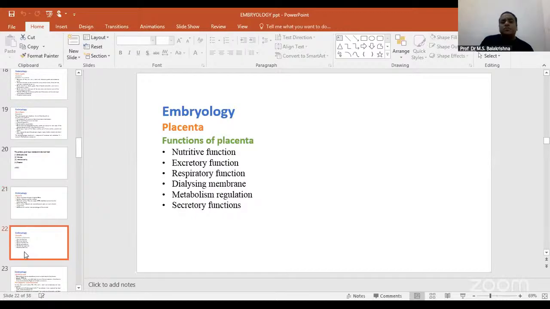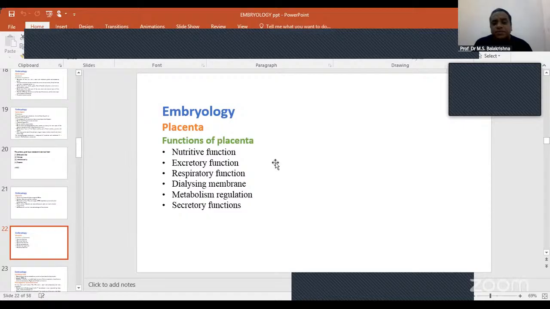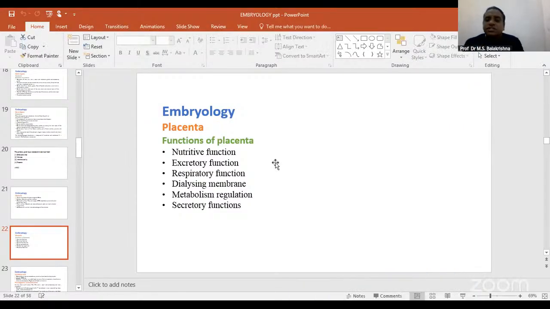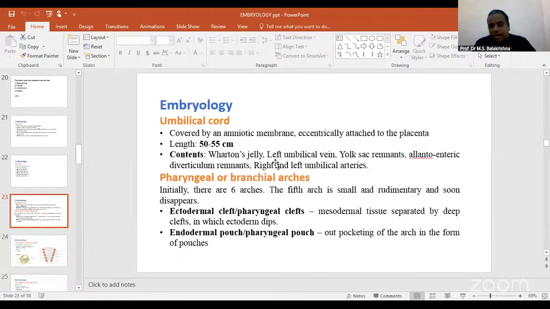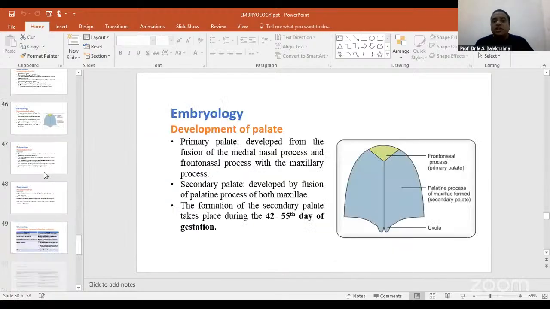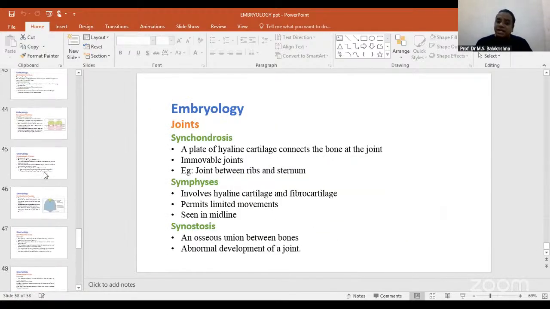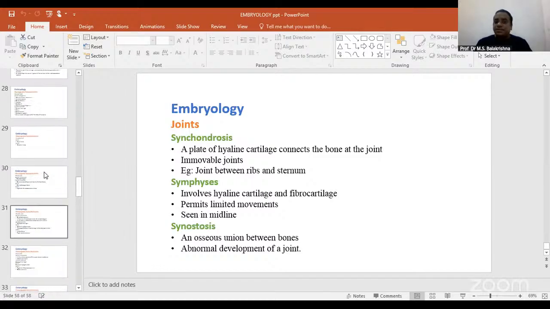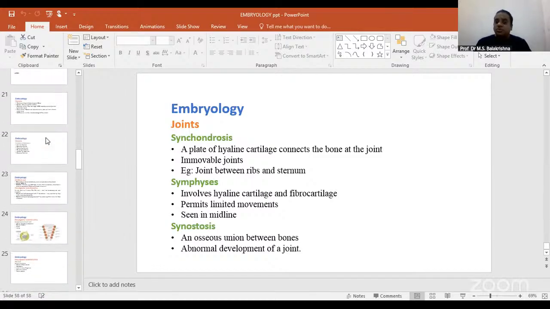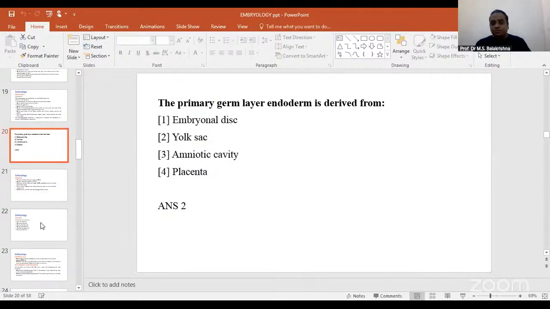Coming to the functions of the placenta, you have nutritive function, excretory function, respiratory function. So basically it is protecting the child, right? So nutritive, excretory, respiratory, dialyzing, metabolism, and secretory functions. So all these functions are there. You should know all the functions and how it does them also. Just knowing the name doesn't help. You should know how it does it also.